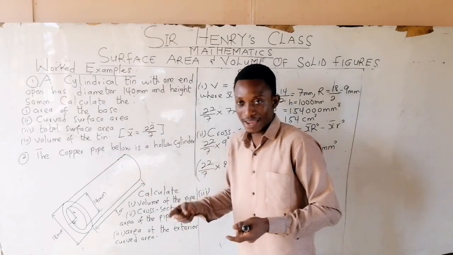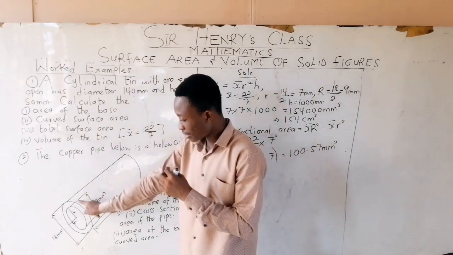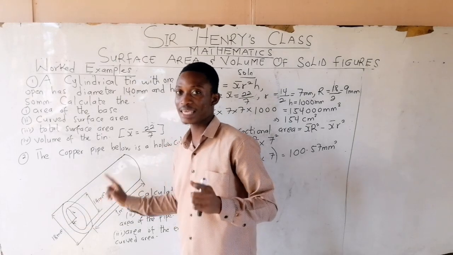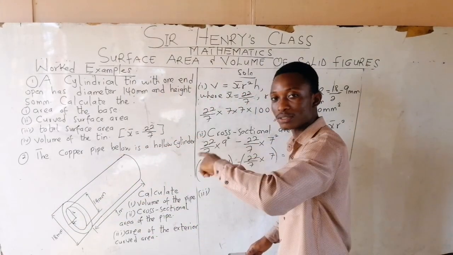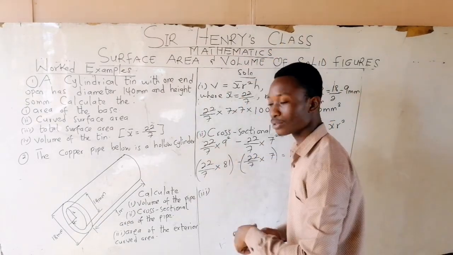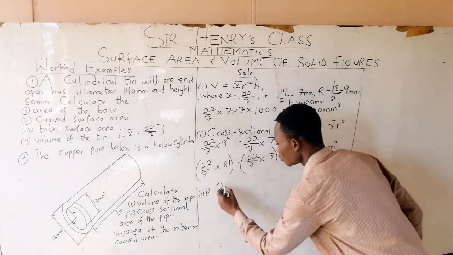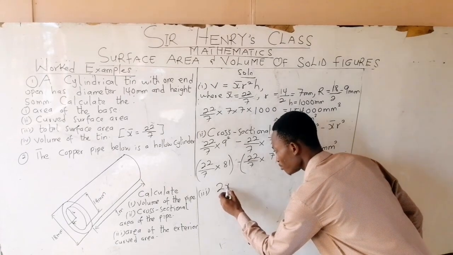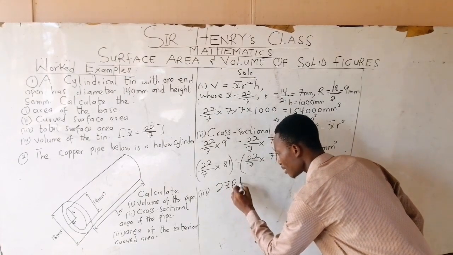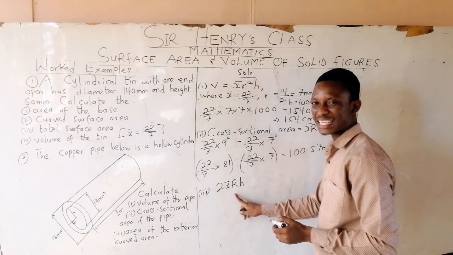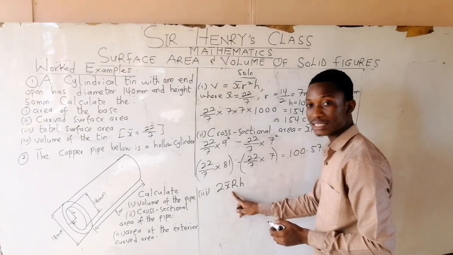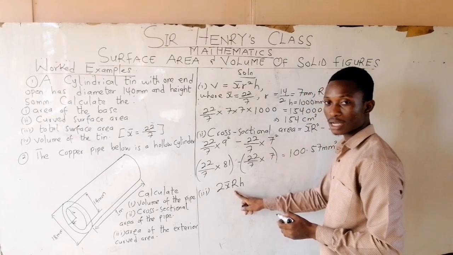Exterior, the curve, and that portion is also curved, the outside, the exterior is curved. So they're asking you for the curved area of the outer one. So I'm going to use the outer radius, not the inner radius. So that would be 2 pi capital R, because they said it was exterior. In the question where I was saying interior, we use small r, but exterior, outside, capital R.